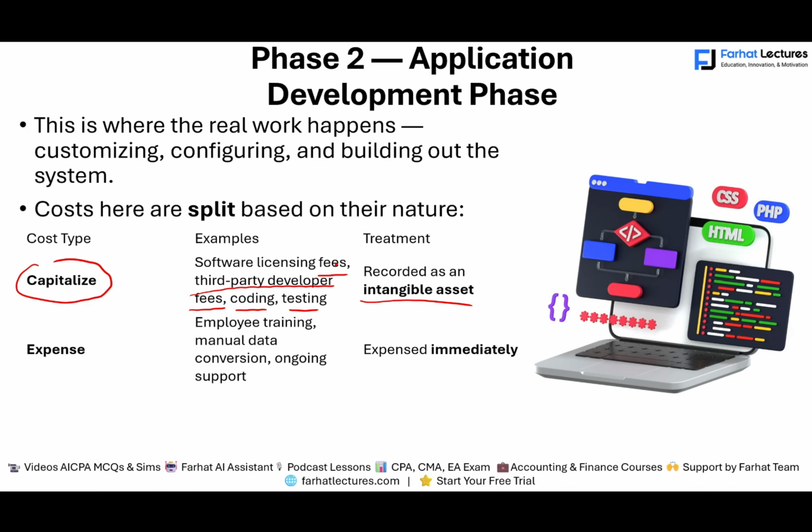It's an intangible asset. You are paying a third party to build something, coding, testing, the connection between your system and the server. That's an intangible asset. What will you expense? If you're going to train your employees, manual data conversion, ongoing support, those are expensed. So think of them as operating the business. Even employee training here, operating the business.